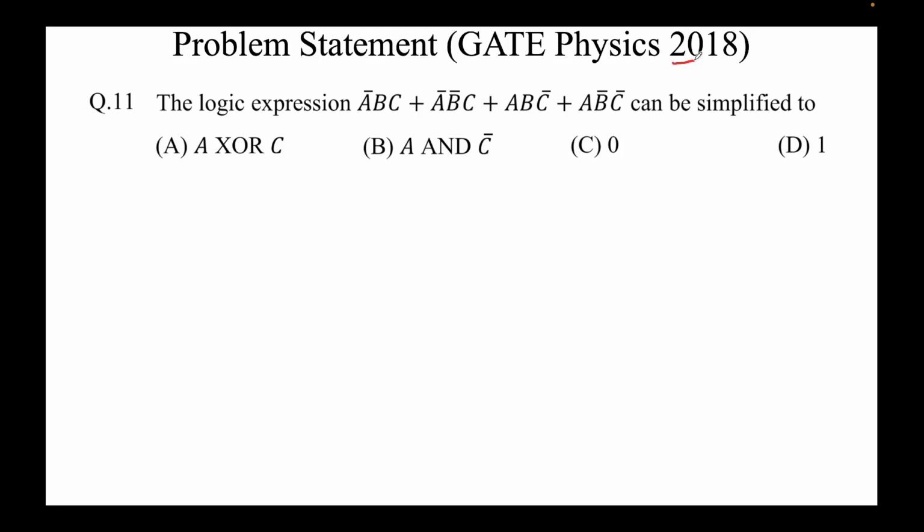The problem statement from GATE Physics 2018 reads as follows. The logic expression which has been written here can be simplified to, the four options are: A XOR C, option B A and C bar, option C 0, option D 1. So essentially we have to solve the logical expression which has been written here, and we need to simplify it to the lowest possible, easiest terms.